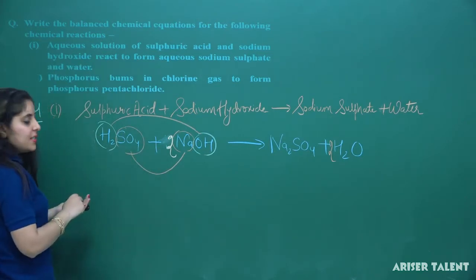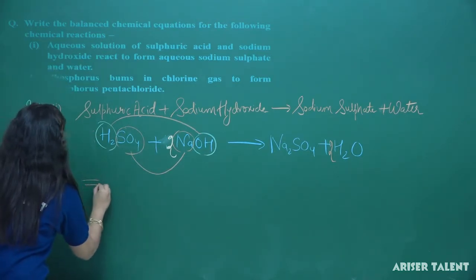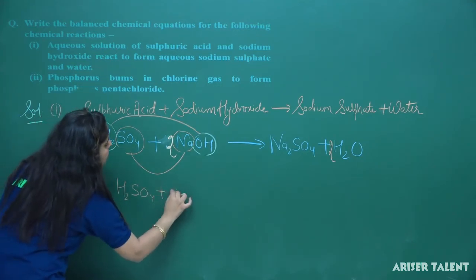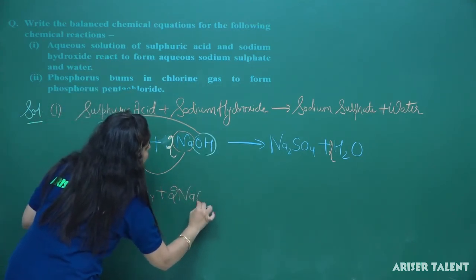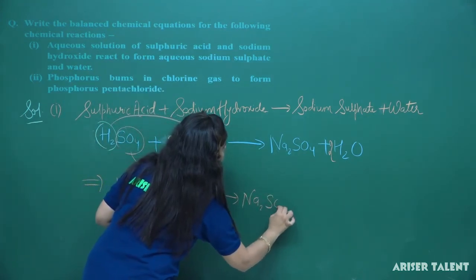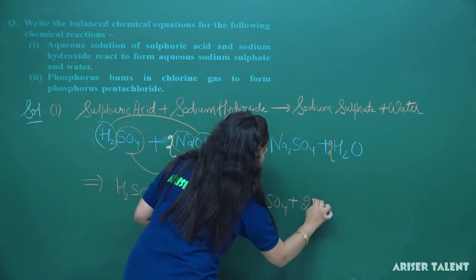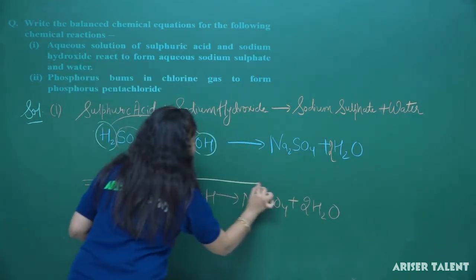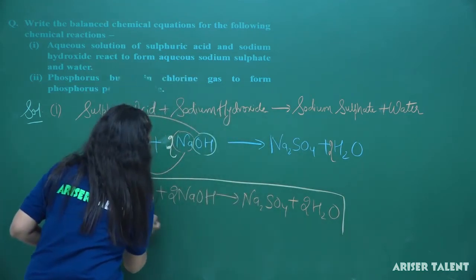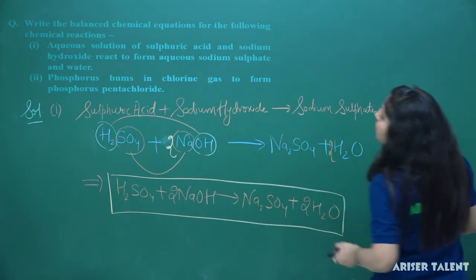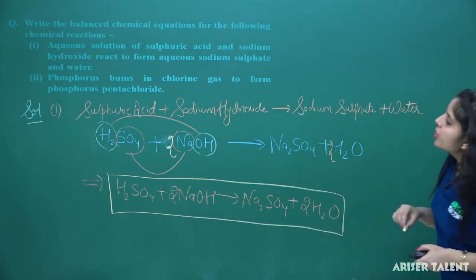Now this equation is completely balanced, and the balanced equation is H2SO4 plus 2 NaOH gives Na2SO4 plus 2 H2O. So this will be the balanced chemical equation for solution number 1. Now we have our next question.